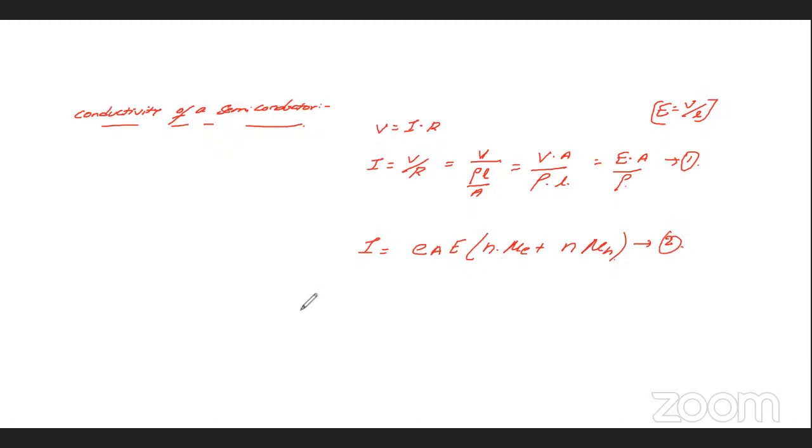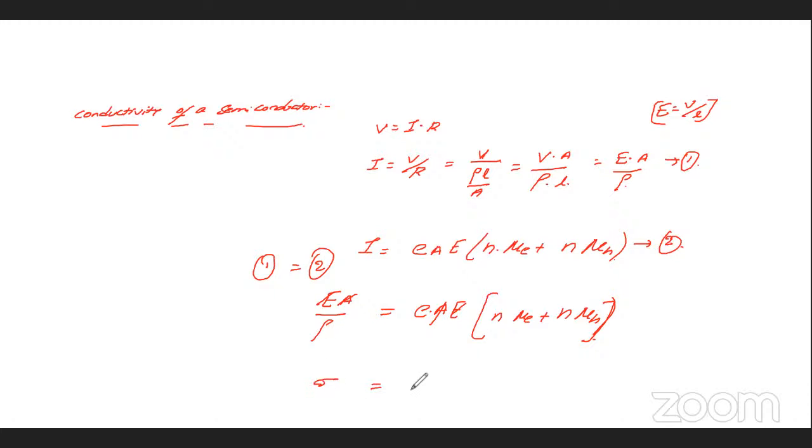Now I'm going to compare these two. When I do compare, the relation E A divided by rho, comparing 1 and 2, is equal to E A into electric field into N times mu E plus N times mu H. So in this case, area will get cancelled and electric field will get cancelled. And 1 by rho is nothing but your conductivity. Rho is your resistivity. Now the conductivity, which is equal to sigma. Sigma is equal to E into N times mu E plus N times mu H. Okay. So please take this relation.